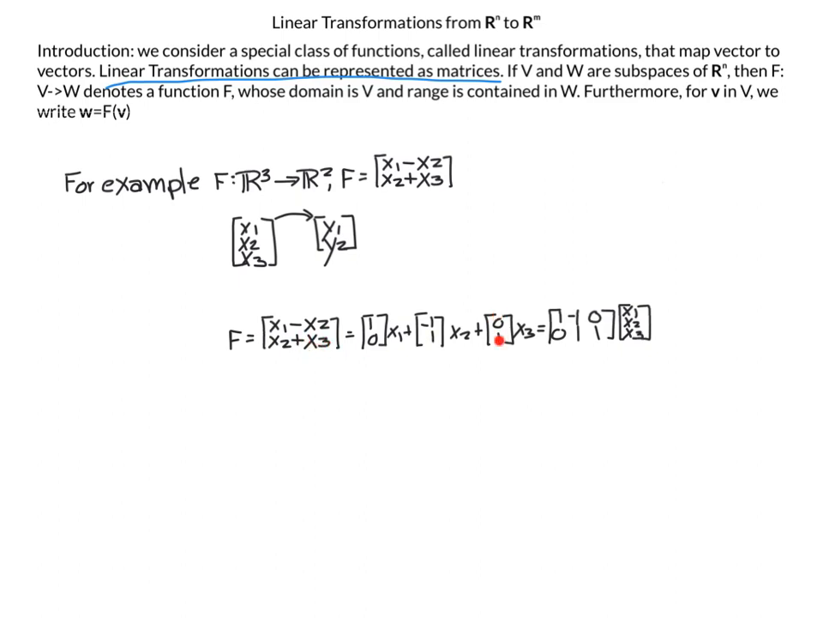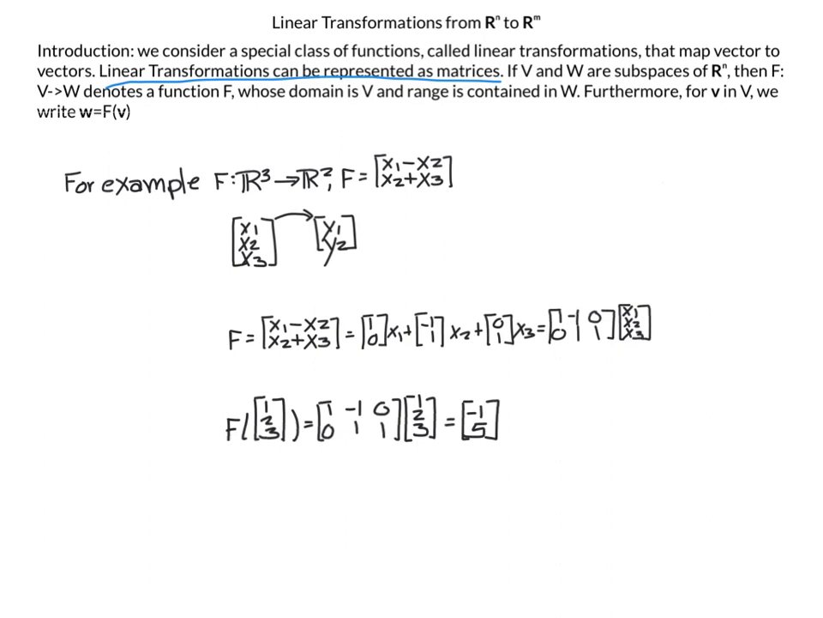So here is our matrix. It is 1, 0, -1, 1, and 0, 1. You can do this multiplication, this matrix times this vector, and you will see you will get exactly this transformation.